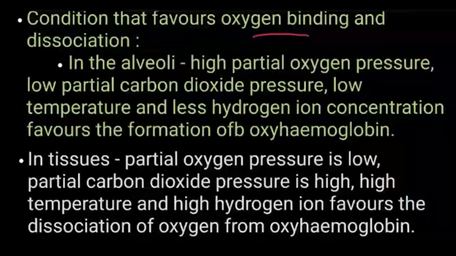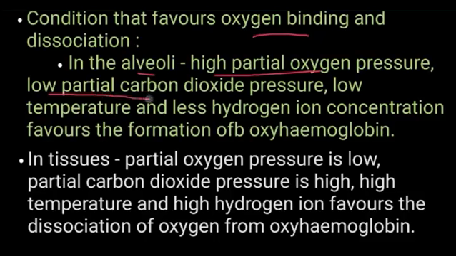So let us see in the case of alveoli. The alveoli possess high partial oxygen pressure and low partial carbon dioxide pressure, and also low temperature and less hydrogen ion concentration. This favors the formation of oxyhemoglobin.